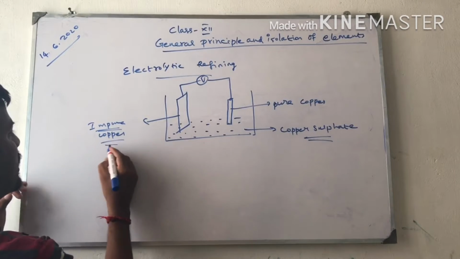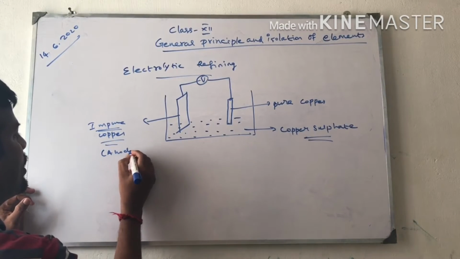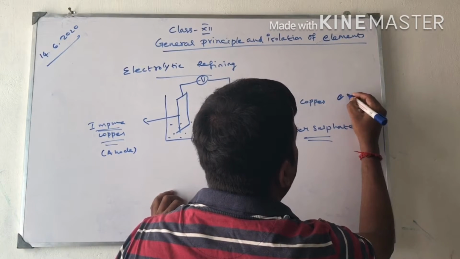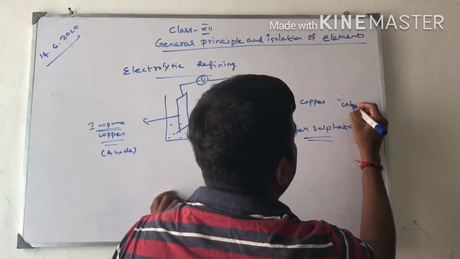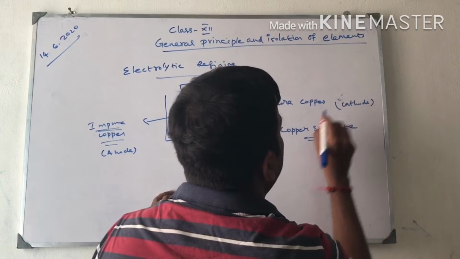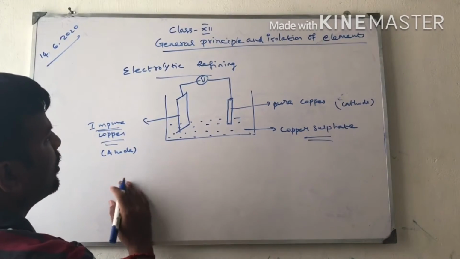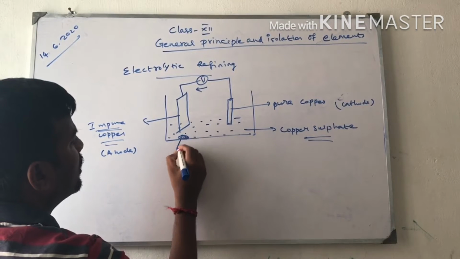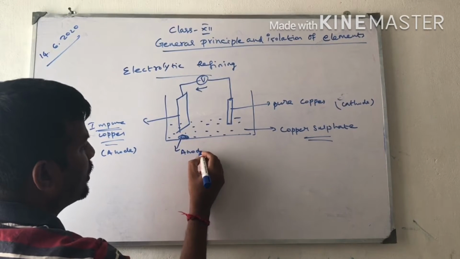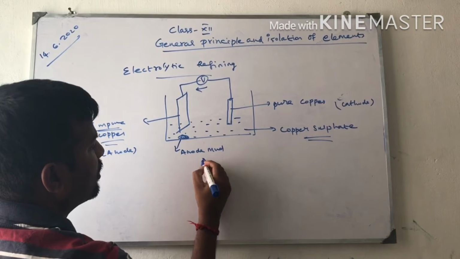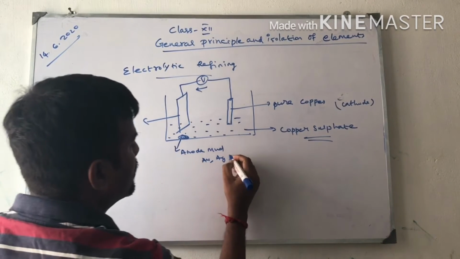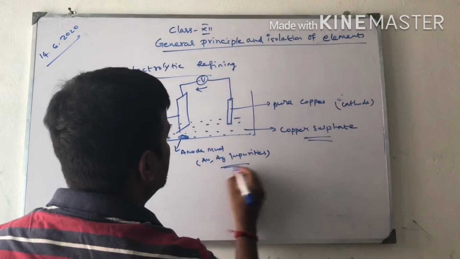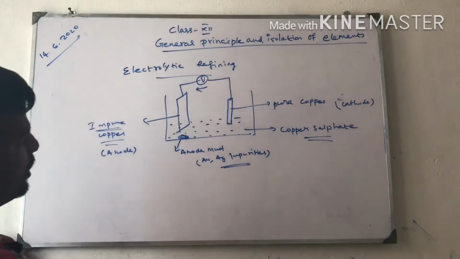Impure copper is taken as anode. The more reactive part is anode, the less reactive part is cathode. So pure copper is cathode. On passing current in this direction, impurities are settled down. Anode mud, containing gold and silver impurities, is settled down.